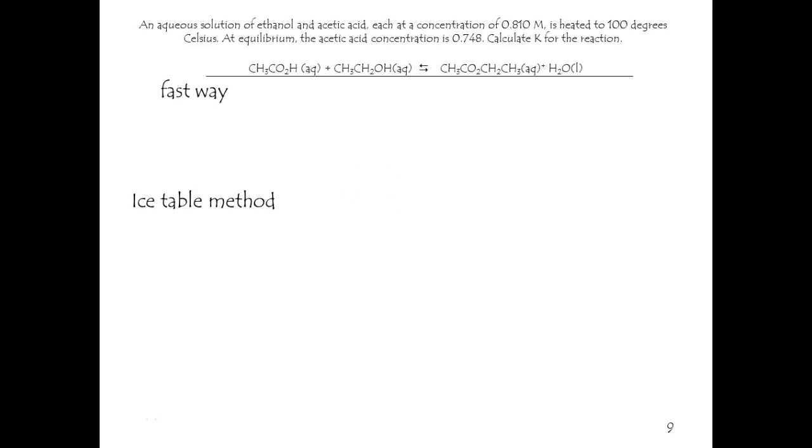Here's another calculate the equilibrium constant problem where you don't really need to use an ice table. An aqueous solution of ethanol and acetic acid, each at a concentration of 0.810 molar. That's ethanol, acetic acid, the two reactants, is heated to 100 degrees Celsius. They need to point out that it's a constant temperature.